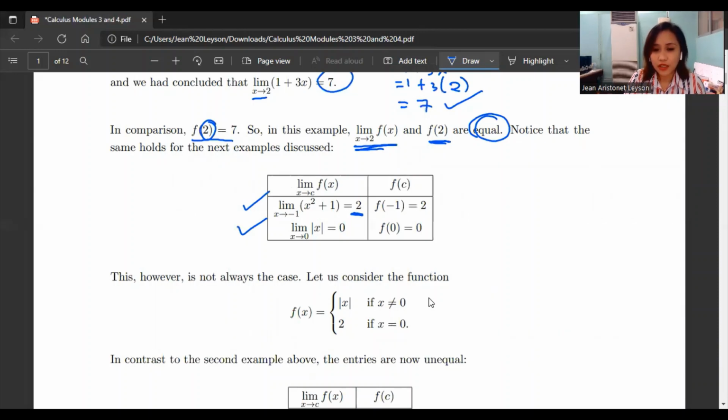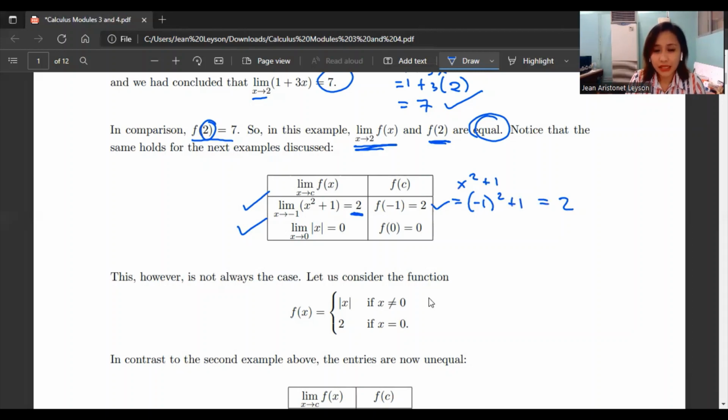For the value of the function at C itself, which is -1, simply substitute into x squared plus 1. That's -1 squared plus 1, so that's 1 plus 1, that's 2. In this case, the limit of the function and the value of the function at C are equal.